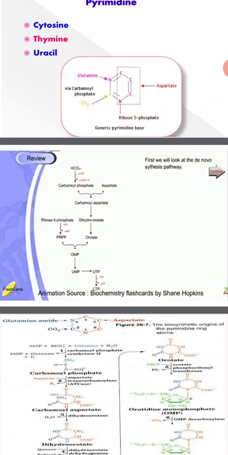Pyrimidine biosynthesis happens in two ways: the de novo pathway and the salvage pathway. First we are going to discuss the de novo pathway.